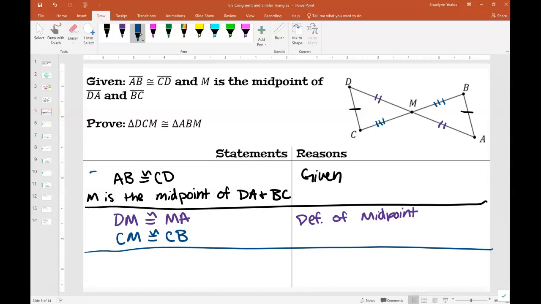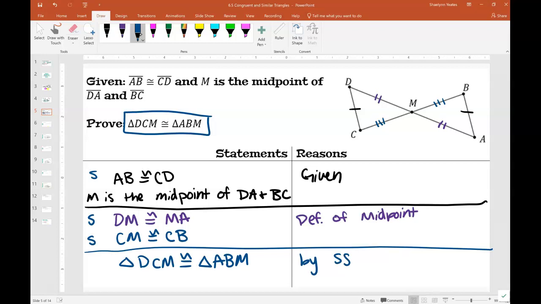So now if I look, I have a side, and a side. I have 3 sides. So I can say that triangle, and I'm just going to steal this from right here. We're going to say triangle DCM is congruent to triangle ABM by side, side, side. Now you can either write side, side, side, or you can write side, side, side congruence. But when you're talking about congruent triangles, generally you don't need that congruent symbol.